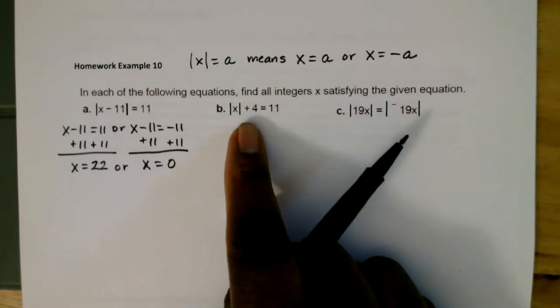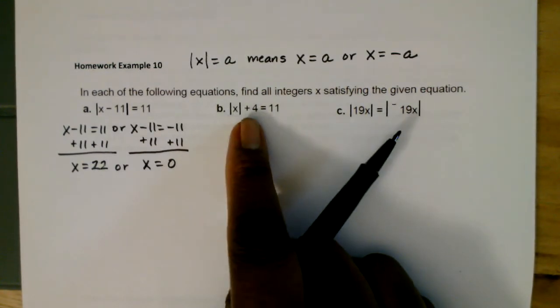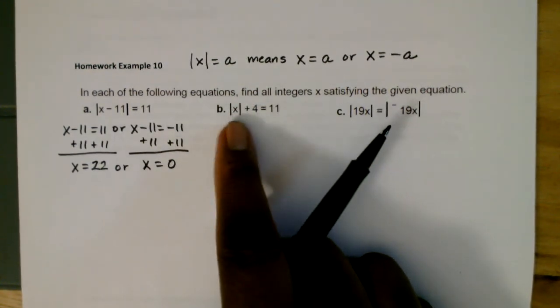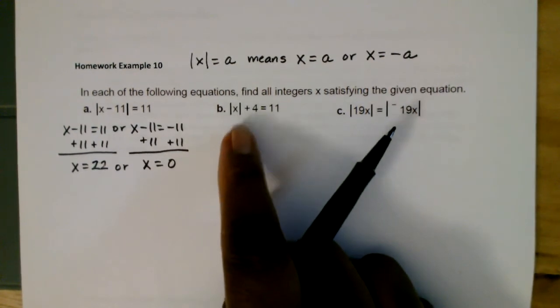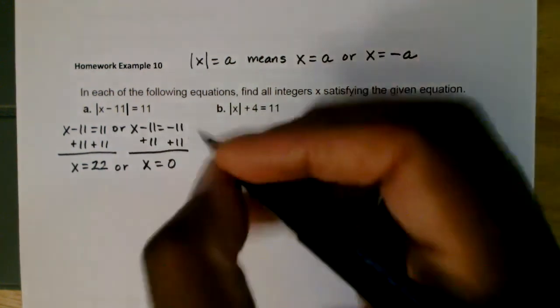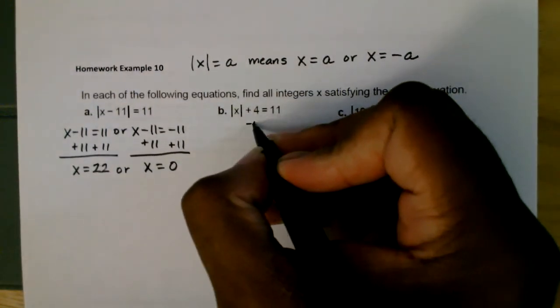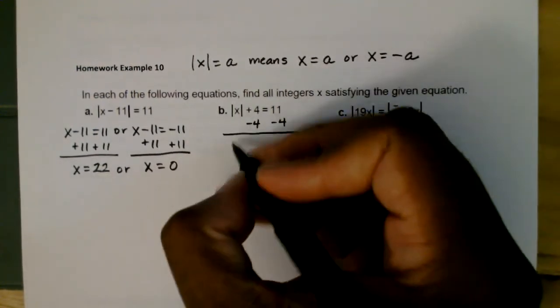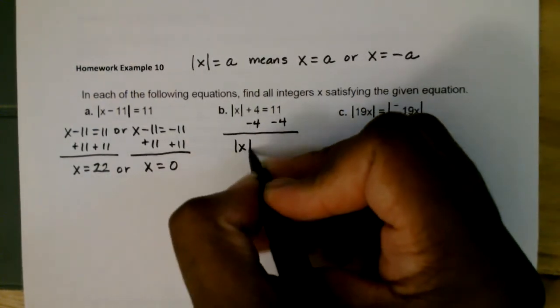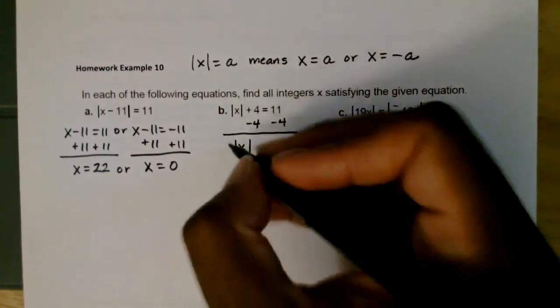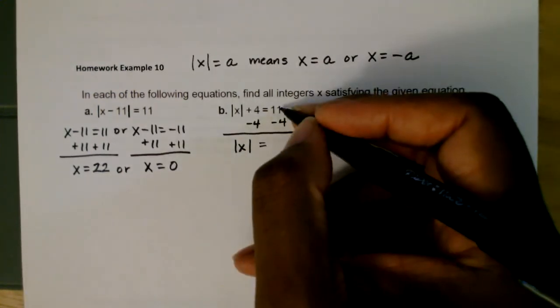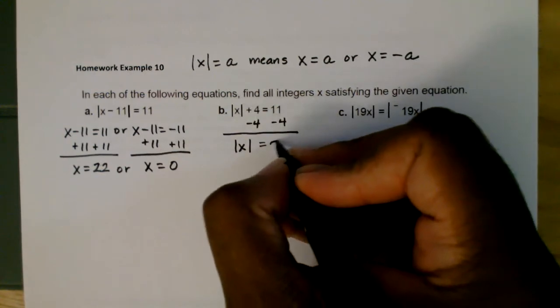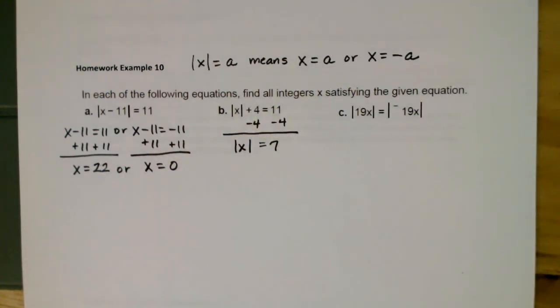Now for part B, I got the absolute value of x plus 4 is equal to 11. I need to get the absolute value of x by itself before I write my two equations. I'm adding 4, so the opposite of 4 would be negative 4. So we'll add negative 4 on both sides, which means I have the absolute value of x equal to 11 plus negative 4, which is 7.